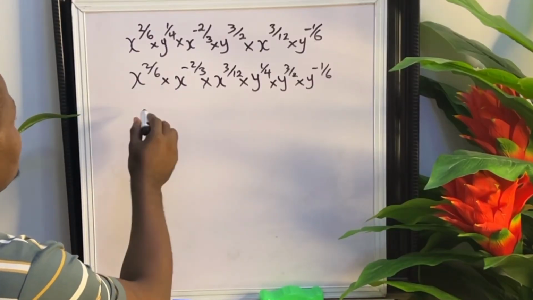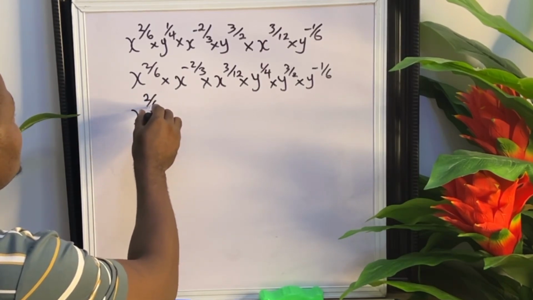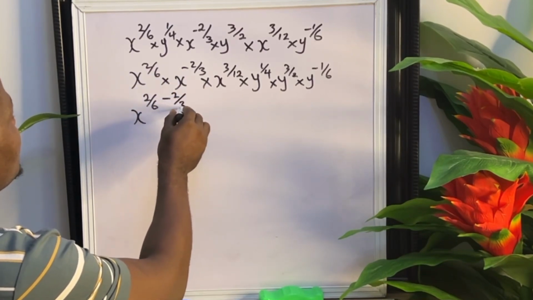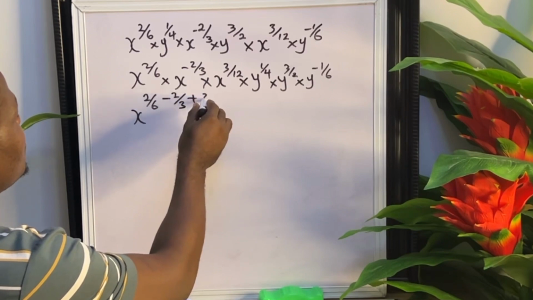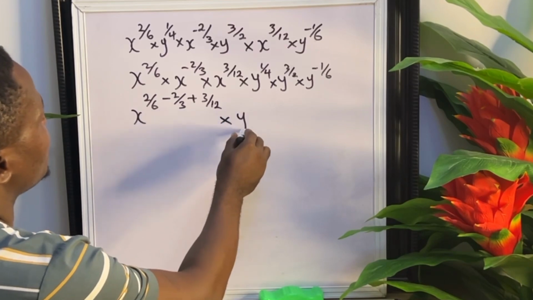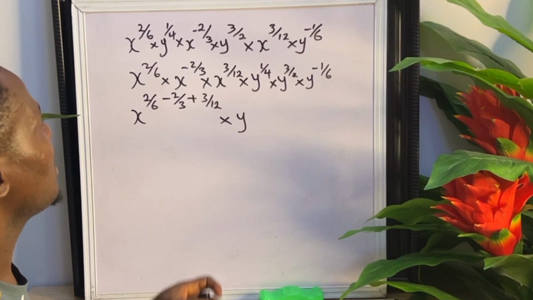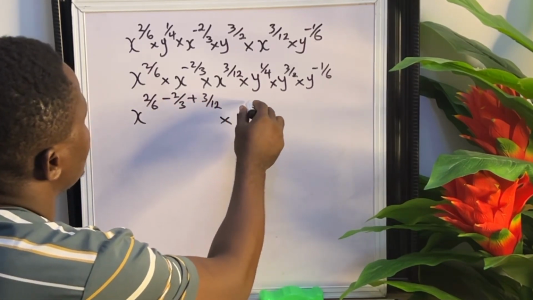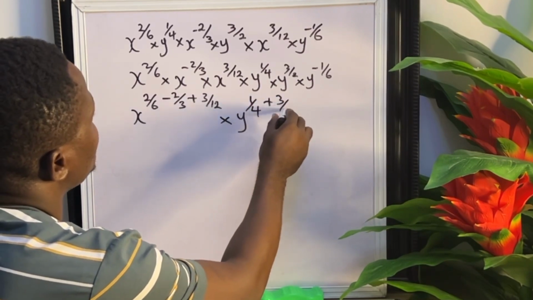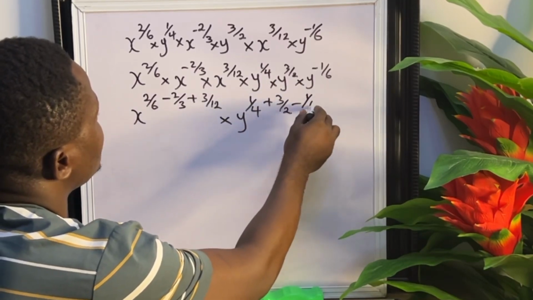So out of this x, we pick 1. And then we have the power here, which is 2 all over 6. Plus minus is minus 2 all over 3. Plus 3 all over 12. Then multiplied with the y itself, of which we pick 1, which is this one. And then we add the powers together. Then we have 1 all over 4 plus 3 all over 2. Plus minus is minus 1 all over 6.